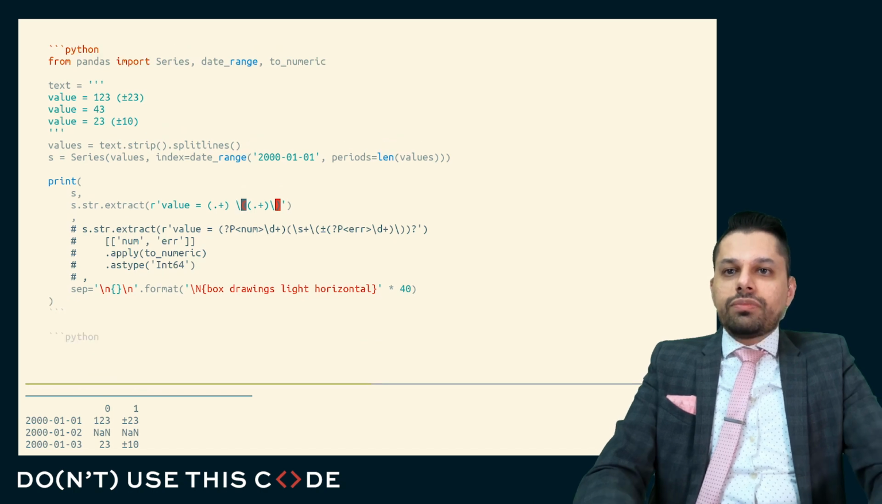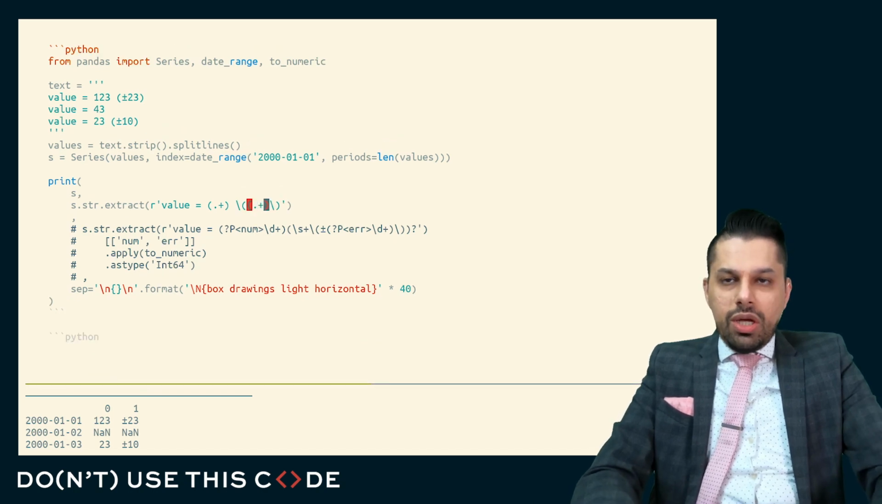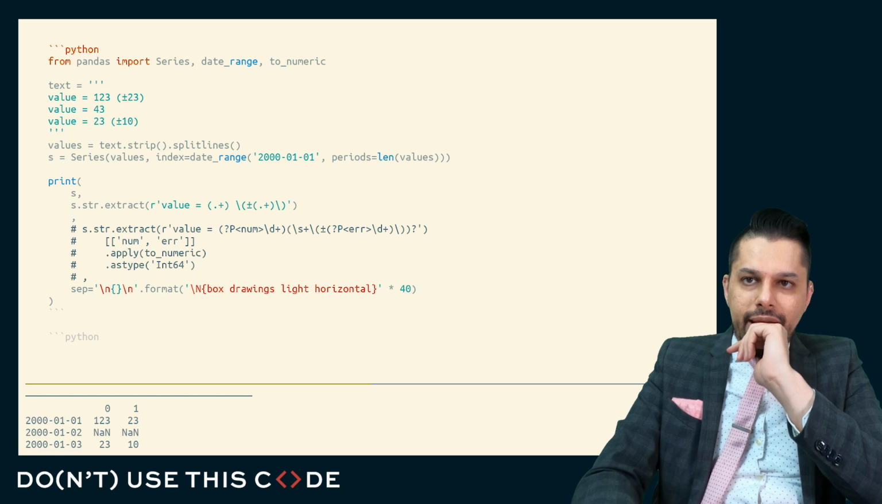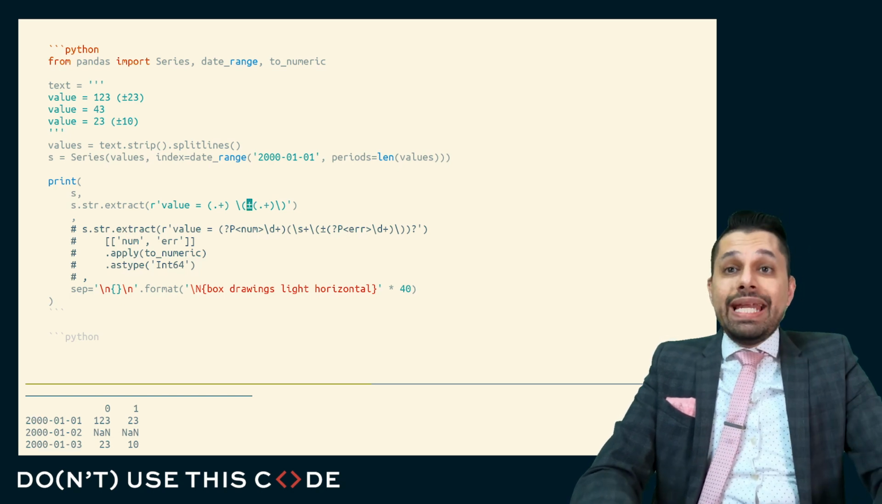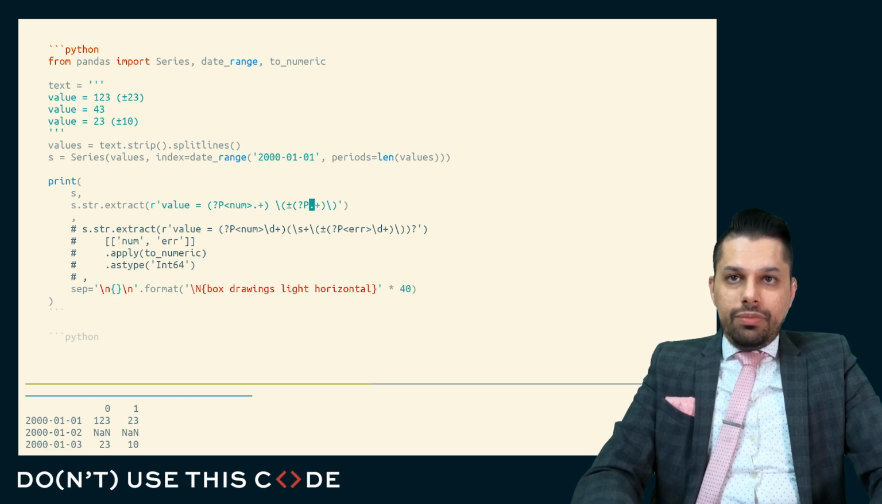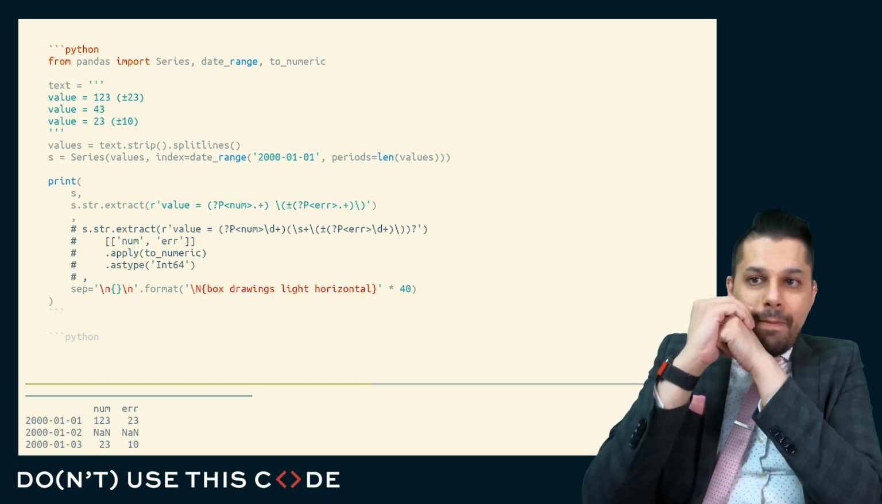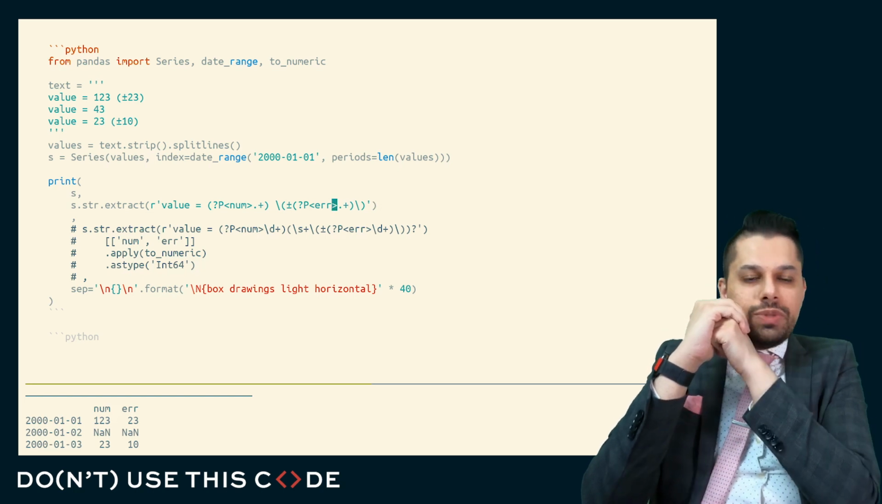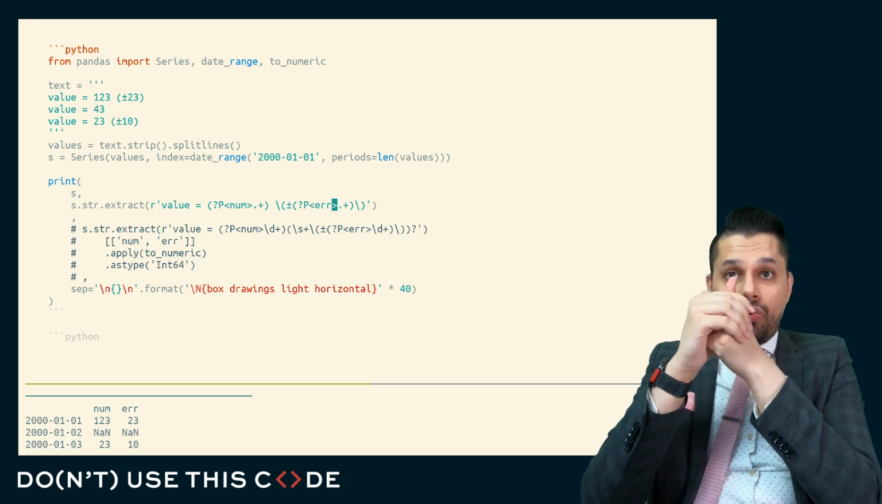Very good. I don't want to include in the match the plus minus portion, so I'll put that outside of my capture group. I want to name these capture groups. So this is the number, and this is the error. So there we go. Pandas knows that these are named capture groups, and it uses those names for the column names. Great.